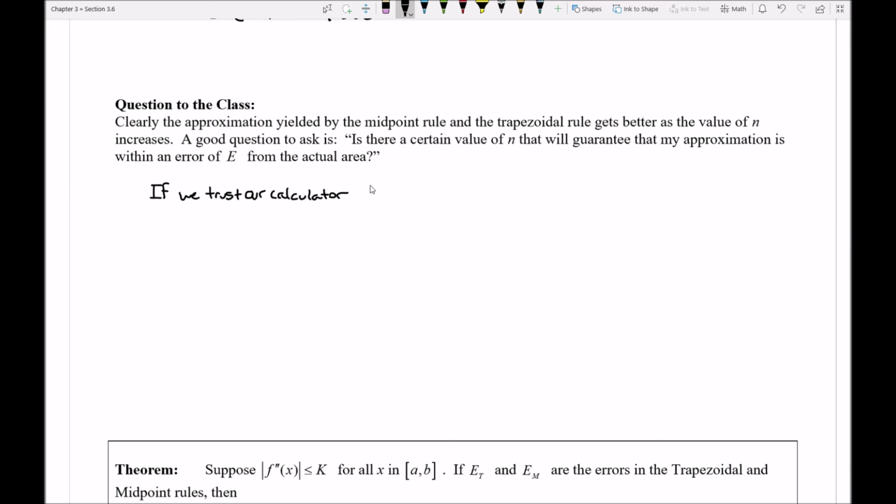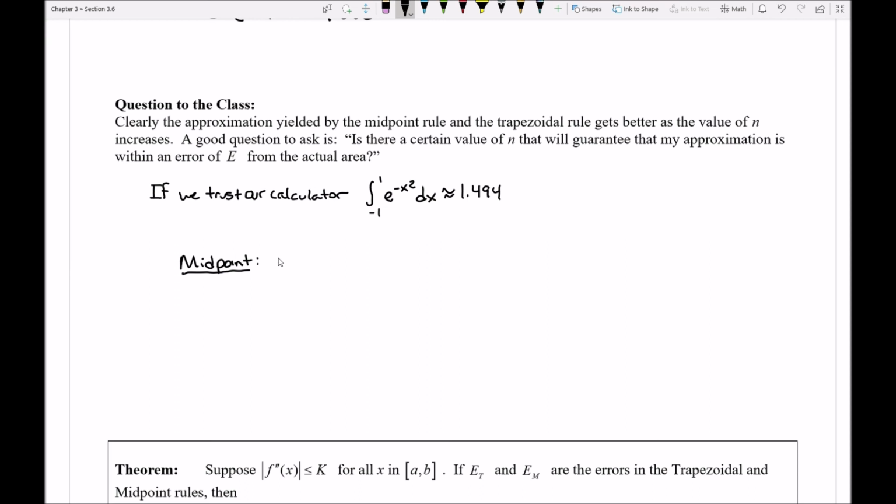But if we trust our calculator, we could type in the integral of e to the negative x squared from -1 to 1. That's what we've been approximating in the last couple of examples. And we could see the calculator approximates this as about 1.494. Well, we can compare this answer to the answers that we have from our previous two examples. So I'll start by comparing this to the midpoint rule. What I'm interested in doing is calculating how far off our midpoint approximation was from what the calculator is telling me is a rough approximation of the actual area.